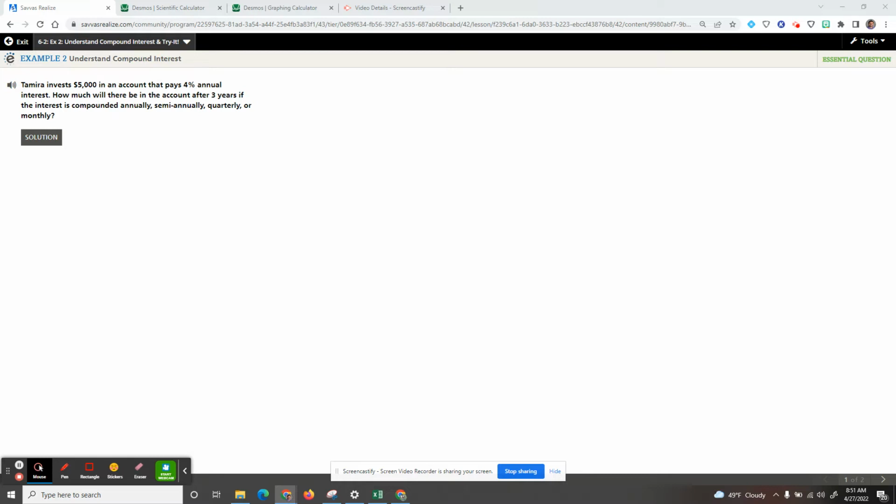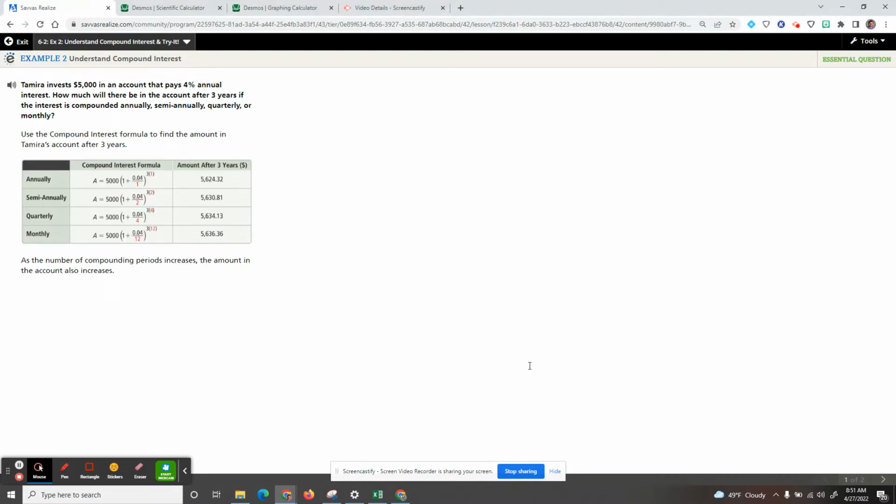And then after the second year, she gets 4% of the new amount of money. And then after the third year, she gets 4% of that amount of money added to the account. Compounding monthly means that process happens every month, but you're getting 1/12 of the amount of interest per month. So it compounds faster. The formula basically works this way.